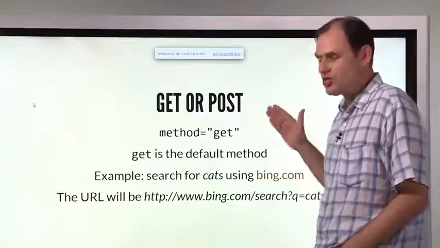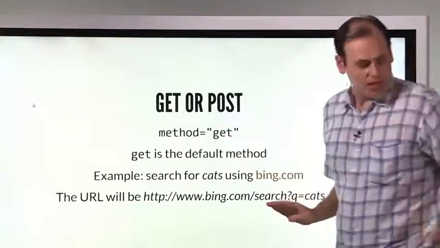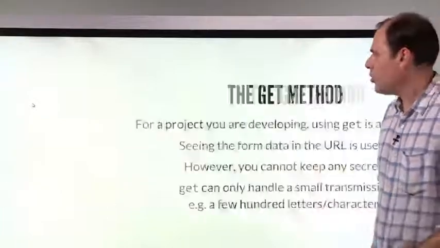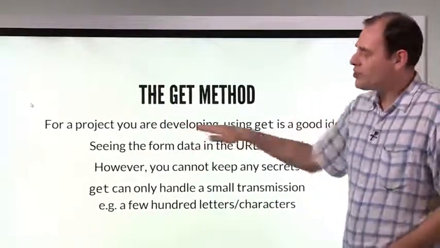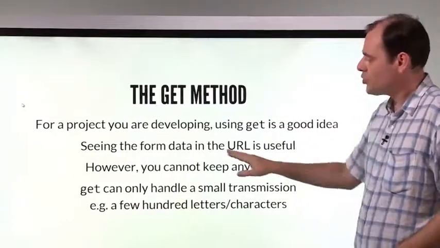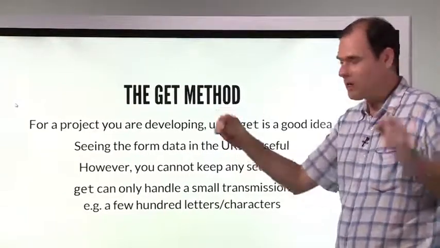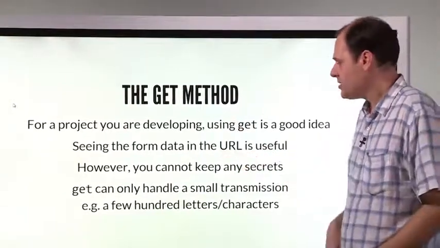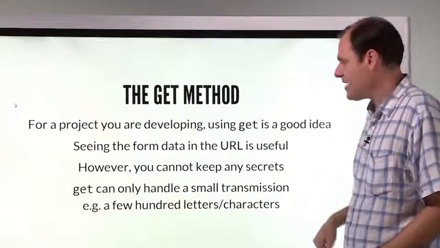Okay, so we had a quick discussion of the get method by using bing.com. Let's now have a quick look at the post method. As I mentioned, for a project you're developing, the get method is very useful. You can see things in the URL. URL means that kind of big web page link thing, okay? However, you can't keep any secrets, and I'll have an example of that in a minute.